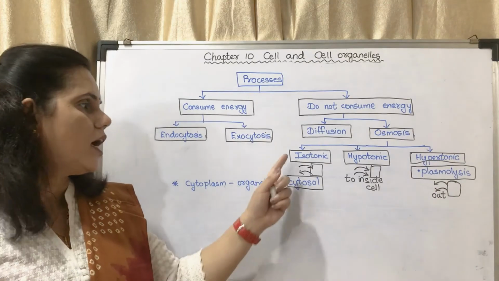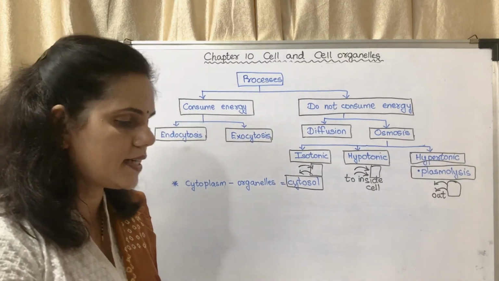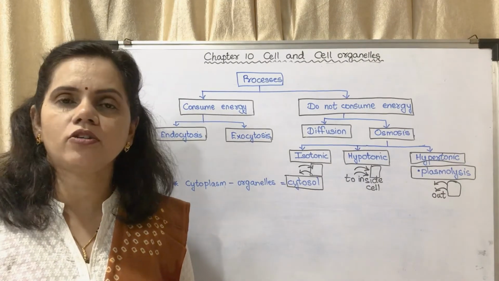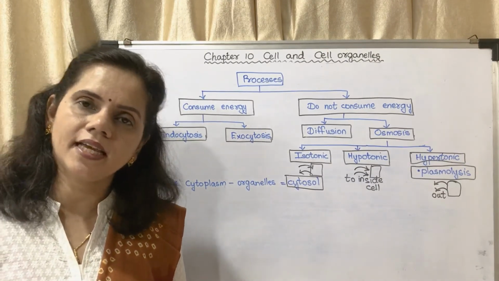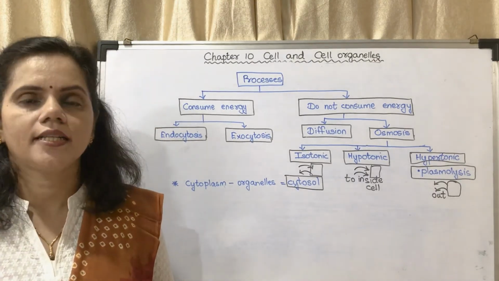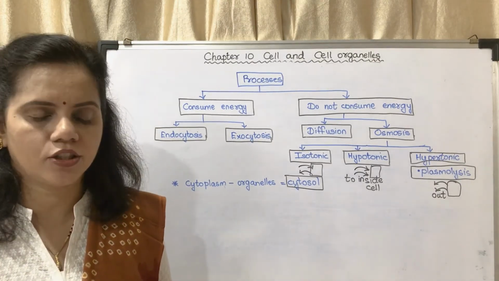I repeat, isotonic means, you may see the textbook, page number 69. Medium outside and inside the cell have the same proportion of water, so water doesn't go in or out. That possibility is called isotonic.